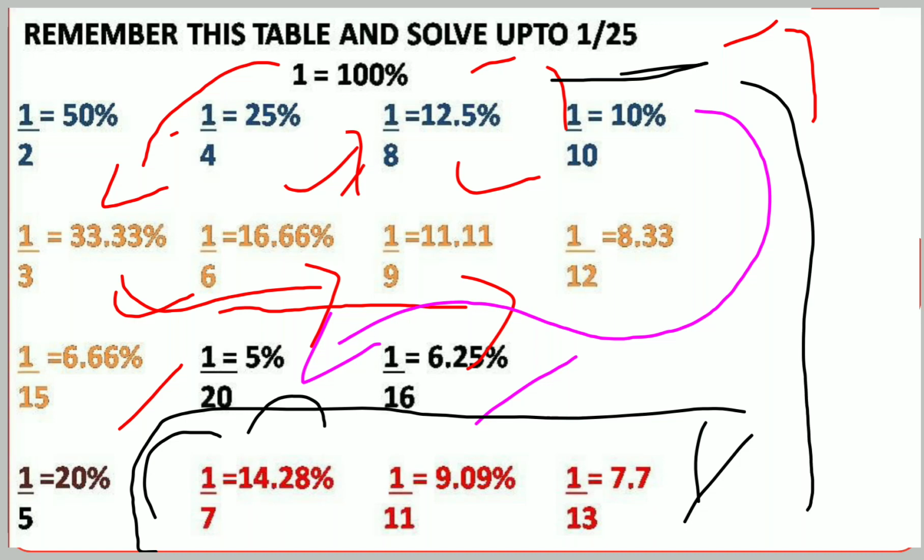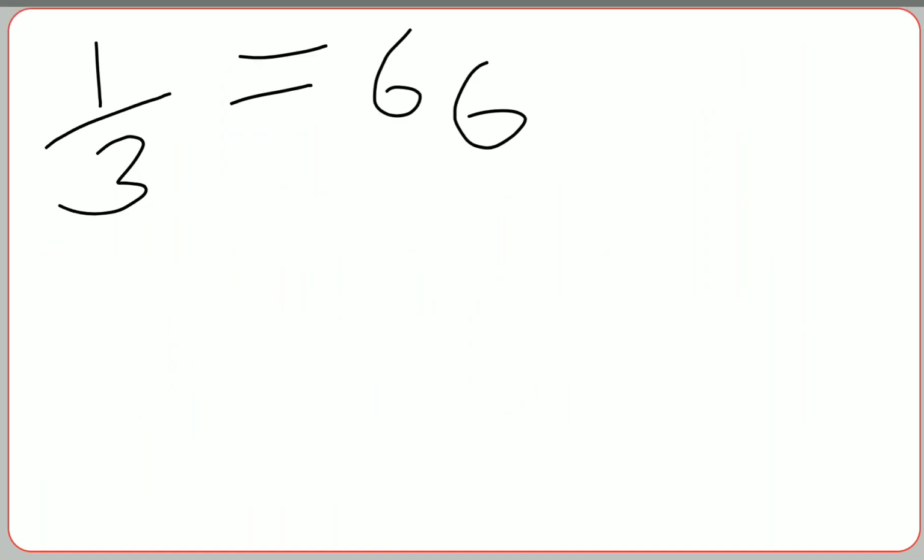Another thing you can do here is, see, 1 by 3 is equal to 33%. Now you have to find the value of 66%. So how do you do this? See, you know that 1 by 3 is equal to 33.33%.